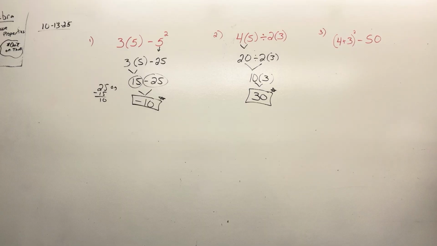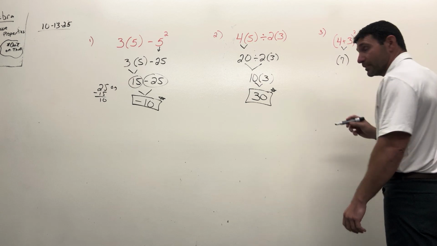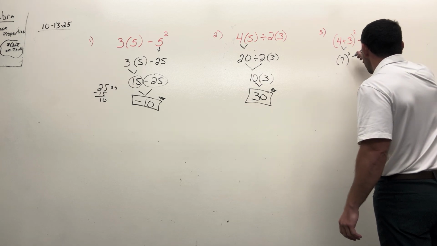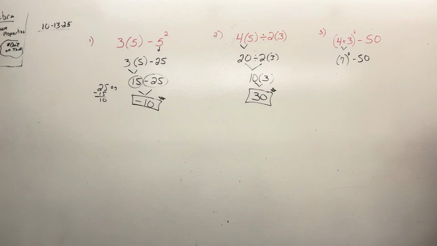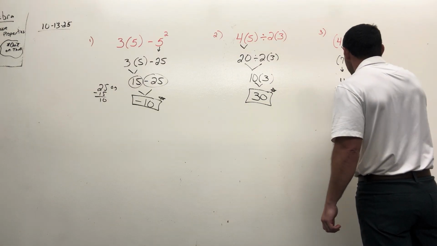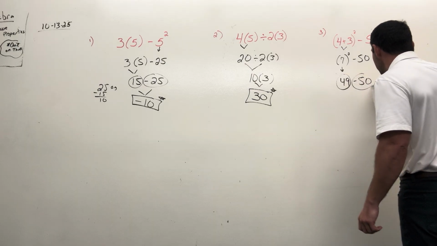GEMDAS! Hey! We have something to do inside the grouping symbols. We start with 4 plus 3, which is 7. 7 squared minus 50. Then exponents. Well, what's 7 squared? 14. No. What does 7 squared mean? 7 times 7, which is 49, minus 50. And we have 49 minus 50.